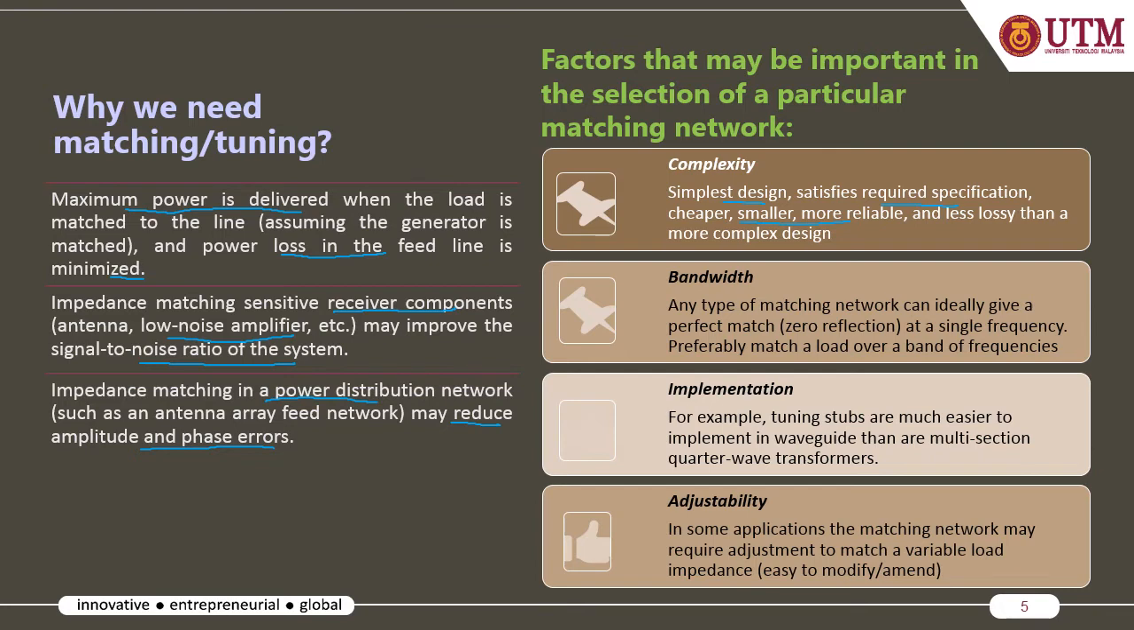Next, the other factor is the bandwidth. Any type of matching network can ideally give a perfect match, or zero reflection, at a single frequency. However, if the system involves multiple bands or more frequencies, it is preferable to have a system that can match a broad band of frequencies. In terms of implementation, depending on the application, for example, a tuning stub will be much easier to implement in waveguide compared to other techniques. And lastly, the adjustability, whether it is easy to modify or amend the structure or not.